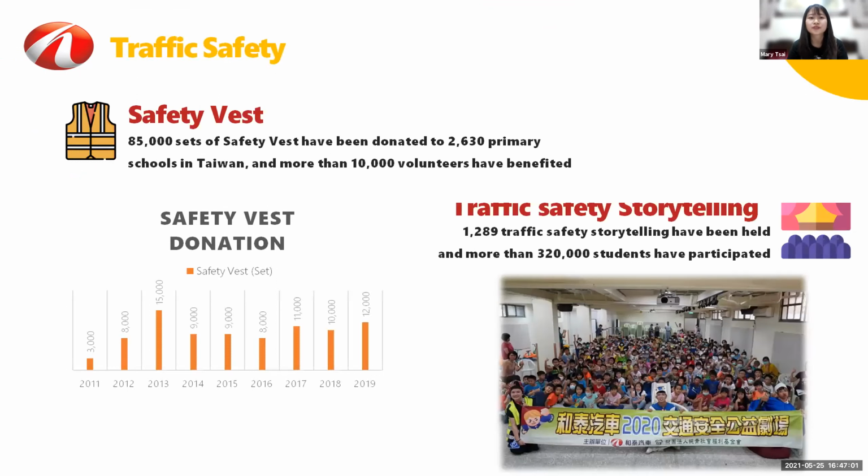And the last part of CSR is traffic safety. Hetai has already donated 85,000 sets of safety vests to primary schools in Taiwan, and more than 10,000 volunteers have benefited. As you can see in this bar chart, it is the donation of safety vests from 2011 to 2019. In addition, Hetai has held lots of traffic safety storytelling, and more than 320,000 students have participated, because Hetai wants this concept to be rooted in the children's minds and also wants to reduce car accidents.